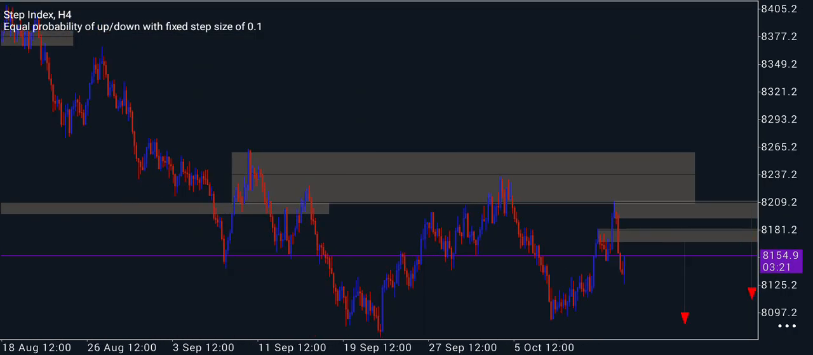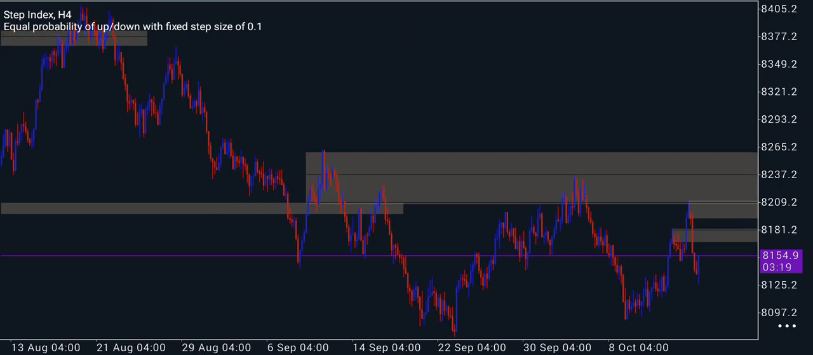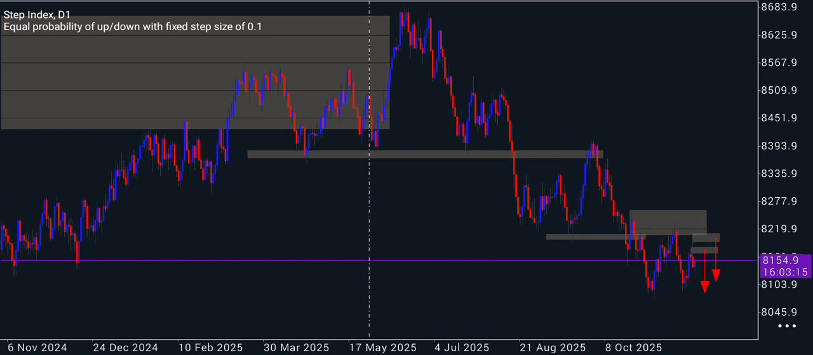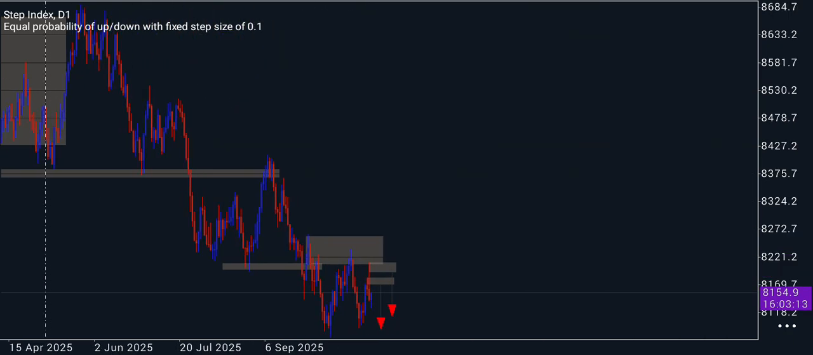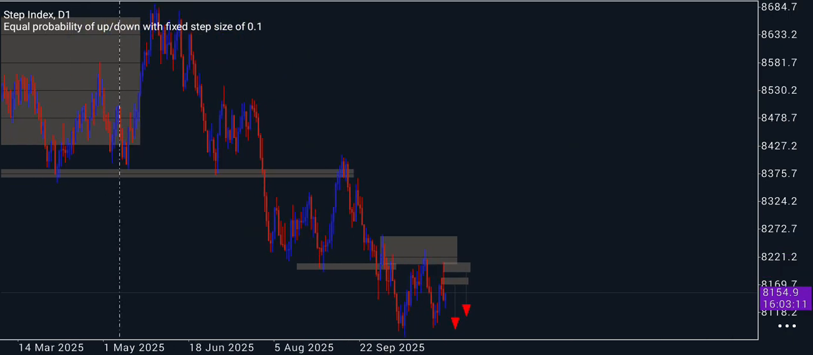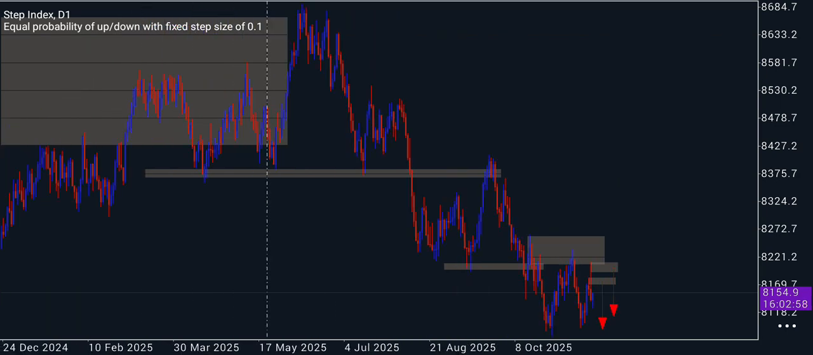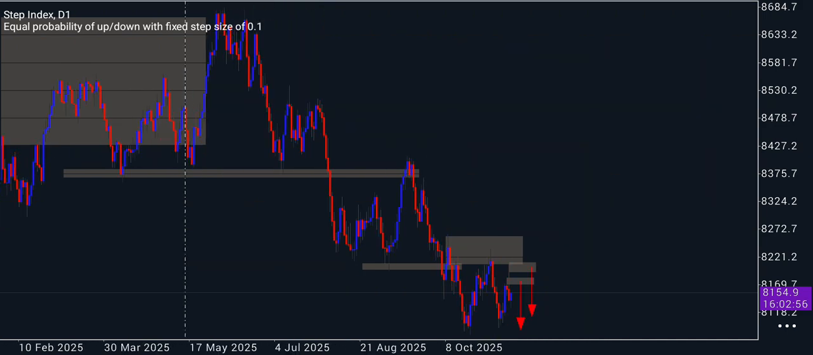So that is it about step index. It's not that difficult. If we can analyze the market step by step, you see that you get the movement of the market very well to catch those beautiful sell and buy setups that the market presents on a daily basis. So that is that from me.